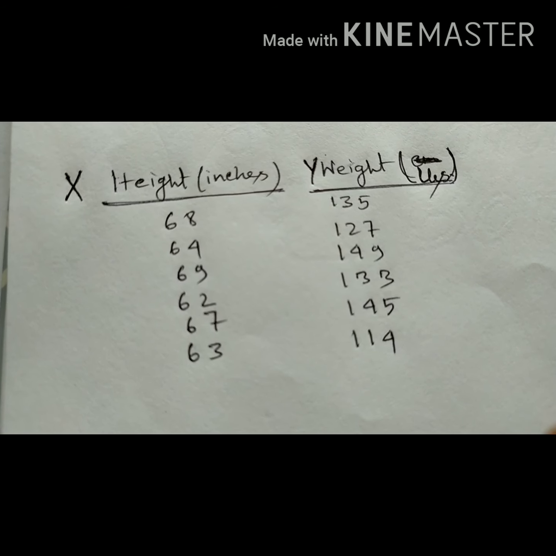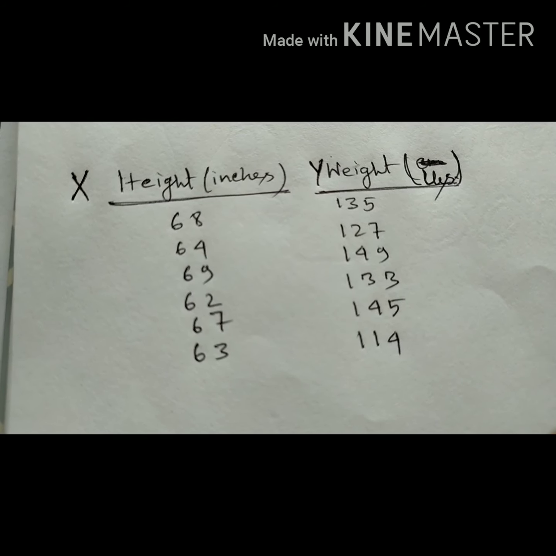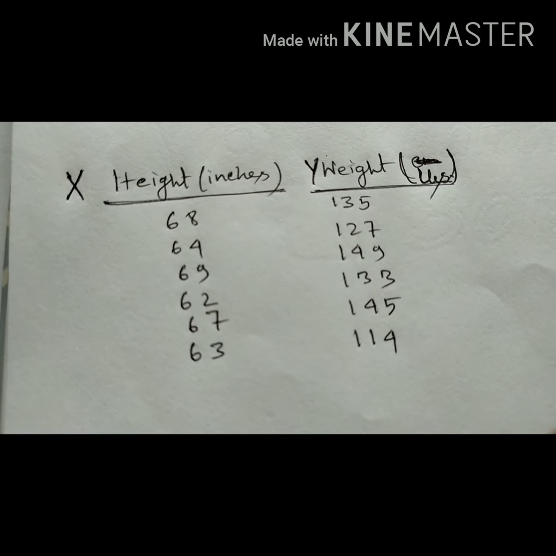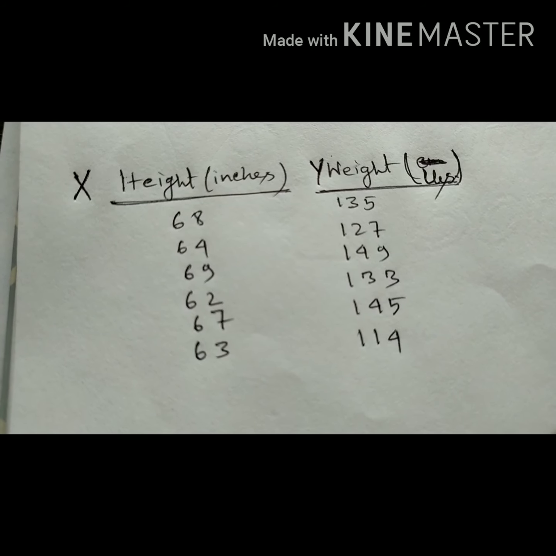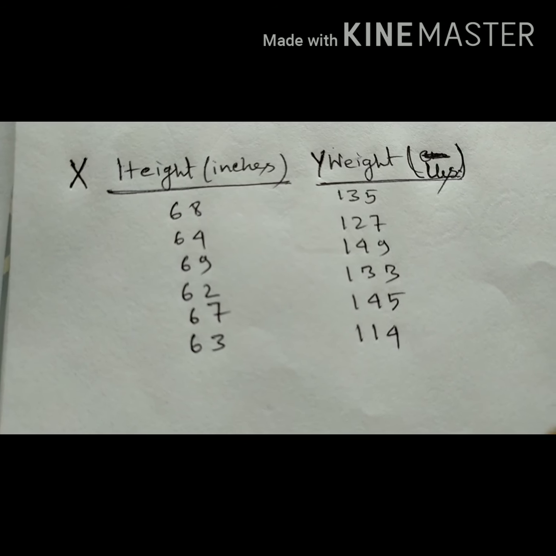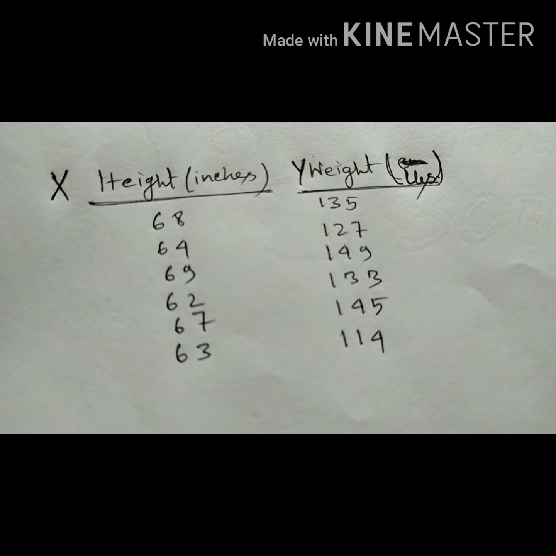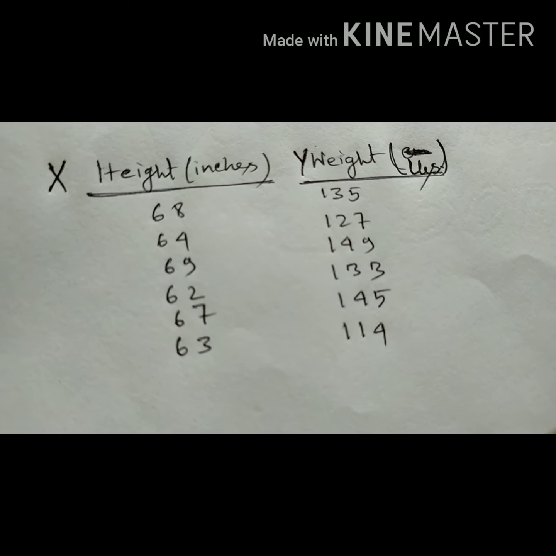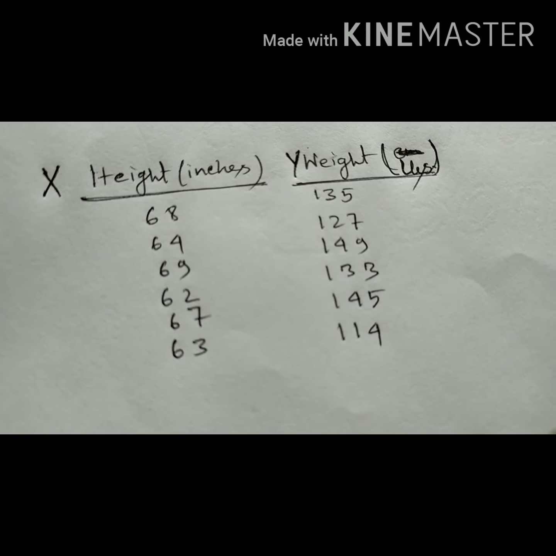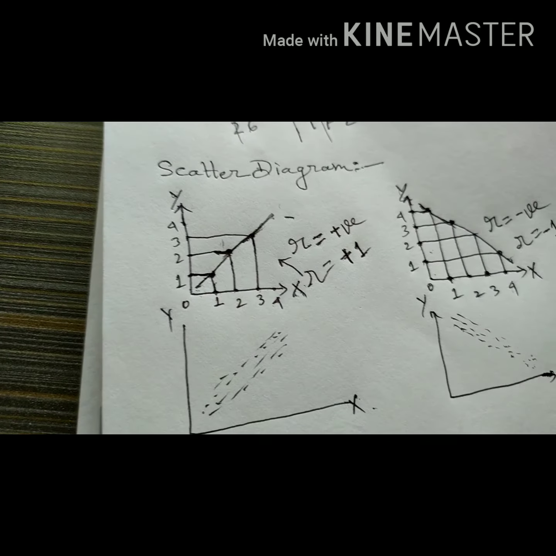Now here we have assumed two variables, one is x, another is y. X denotes the height of a student and y denotes the weight of a student. Now we want to make a relationship between the two variables, height and weight, of a group of students. If we denote this relationship with the help of a scatter diagram, then the relationship between x and y may be positive, may be negative, or may be indifferent. Now see this diagram.